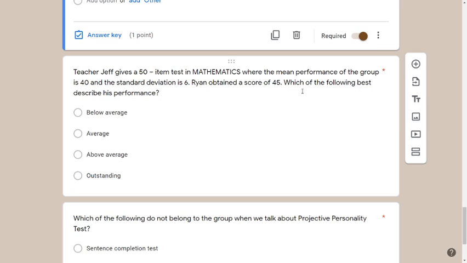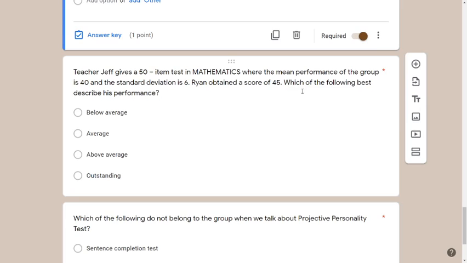What do you still recall about standard deviation? Standard deviation is basically the measure of how spread the data is, so how spread apart they are from each other. So meaning the standard deviation is 6. So there is what you call the upper side and the lower side. If 40 is the average, the number below the average is called below average, right?